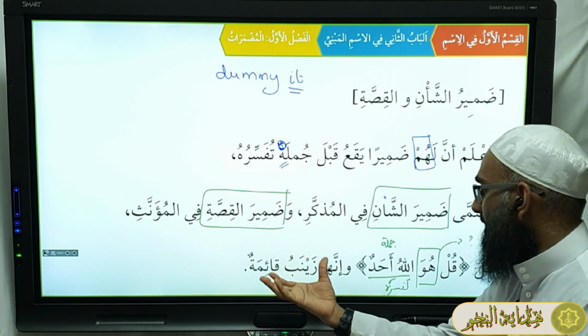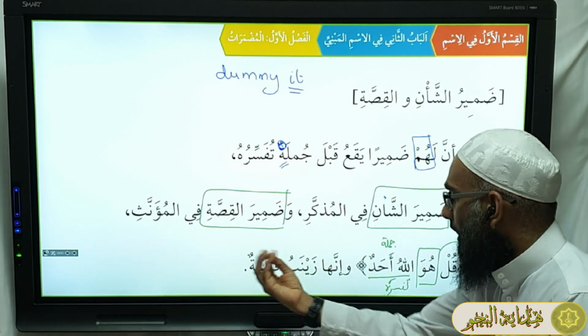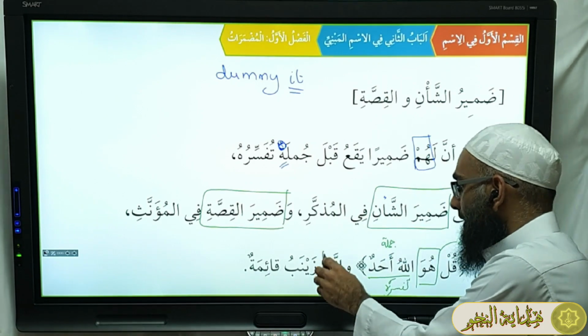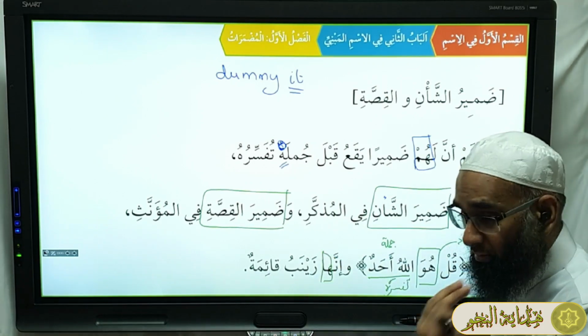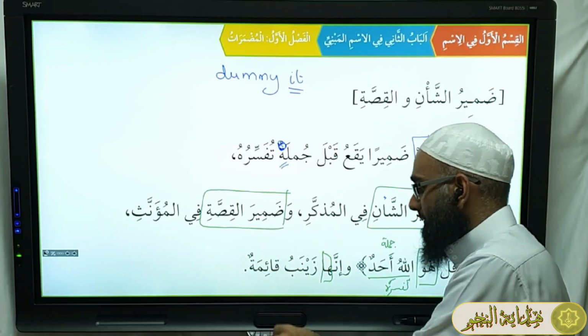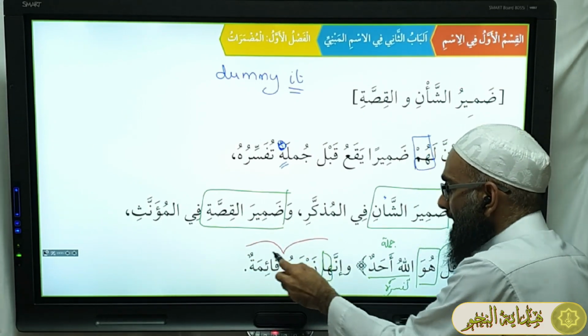And he writes from the Quran, and the mu'annas dhamir says, وَإِنَّهَا زَيْنَبُ قَائِمًا. And it is Zainab who is standing. When you say, إِنَّهَا, a dhamir without an antecedent, you think, what is being said? So then this draws a special attention towards this sentence here.